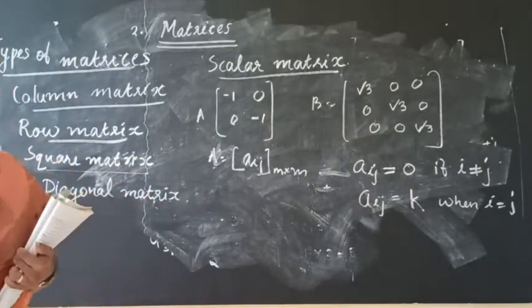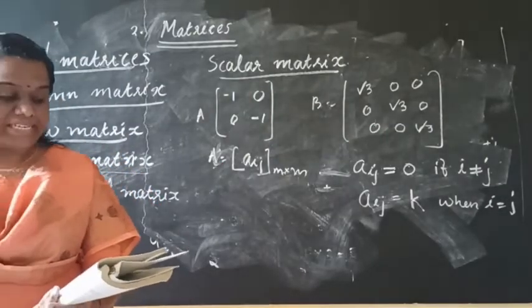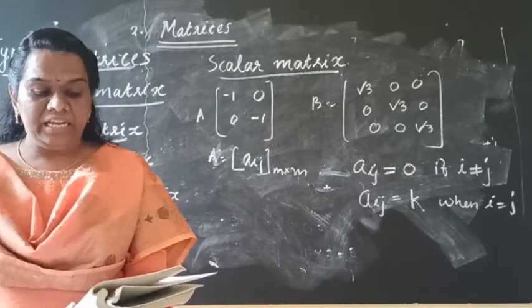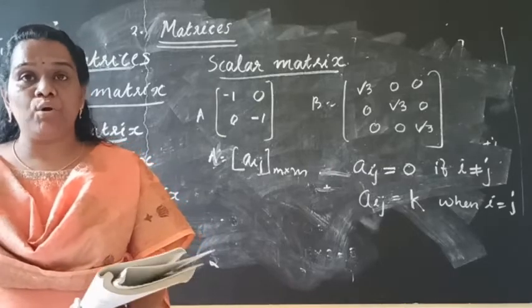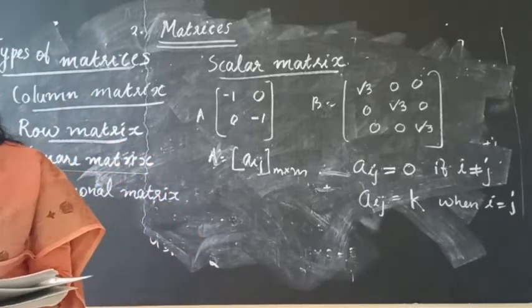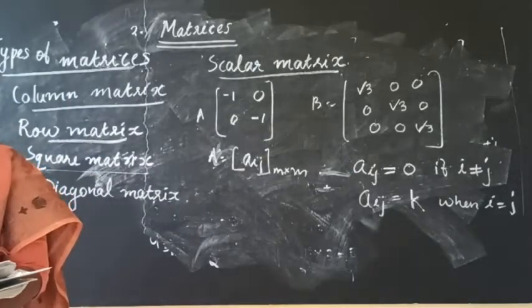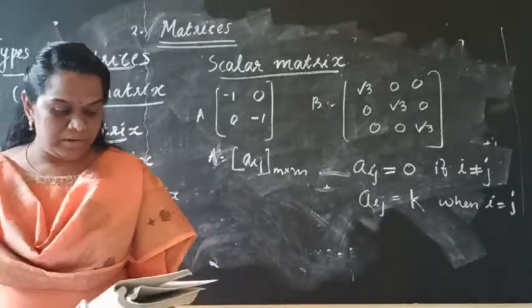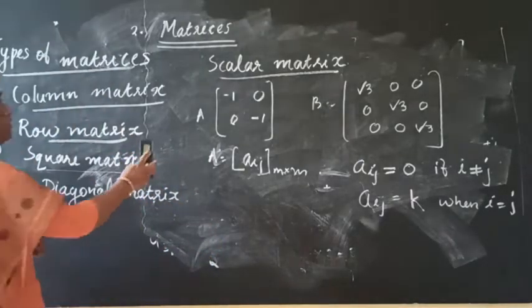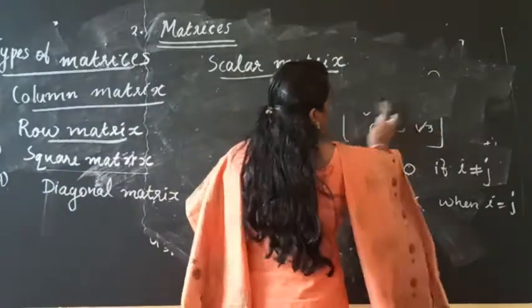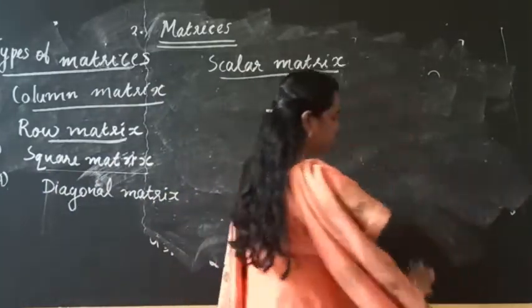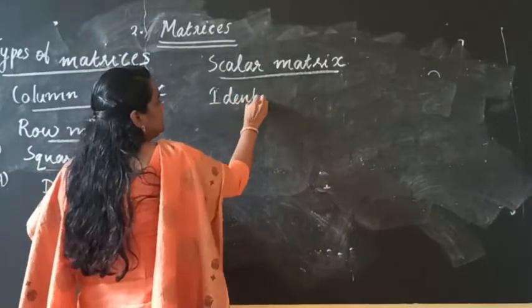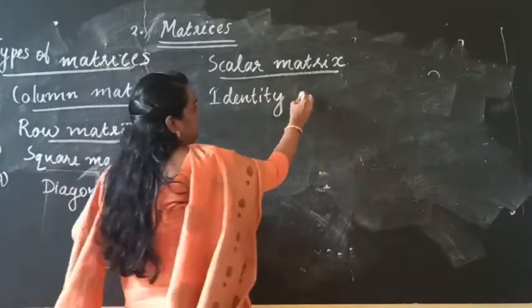I hope you understood the definition also. A scalar matrix is a diagonal matrix. A diagonal matrix is said to be scalar if its diagonal elements are equal. Now, the next type of matrix is the identity matrix. Very, very important. Identity matrix.